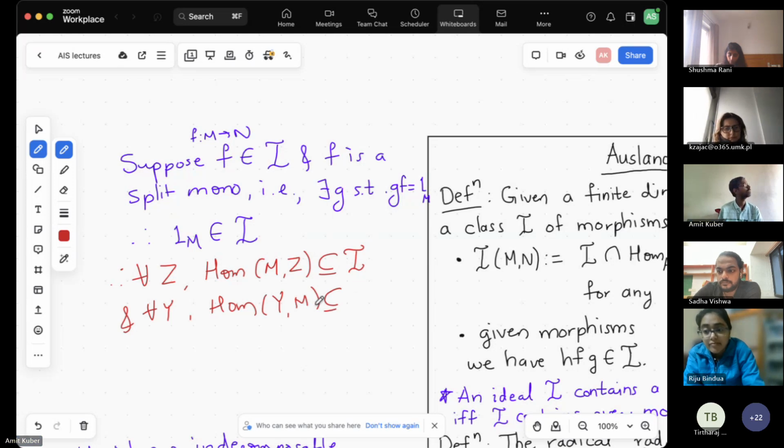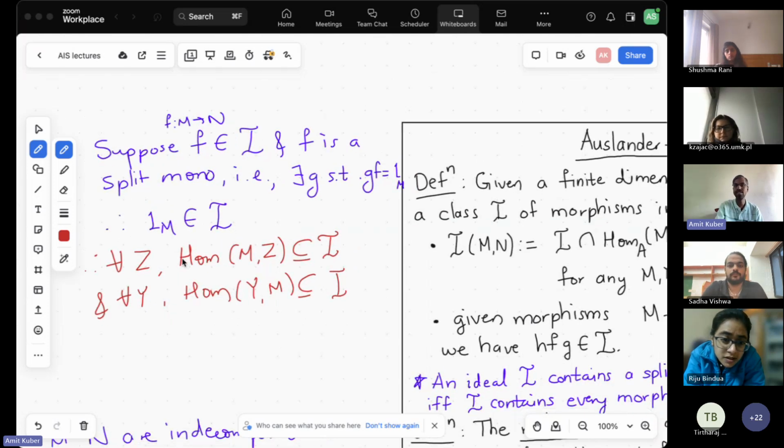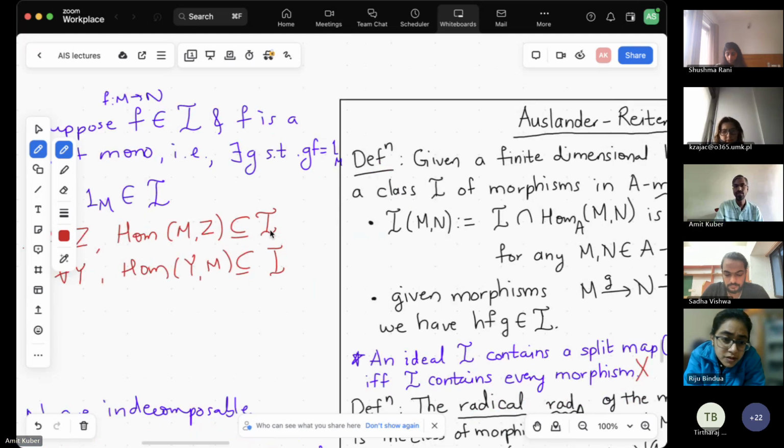No, sorry, yeah, this is also correct. So these are the two things we can say, but we can't say anything more. Not all morphisms, but all morphisms attached with that particular vertex, that particular module, are inside. Any questions over here?